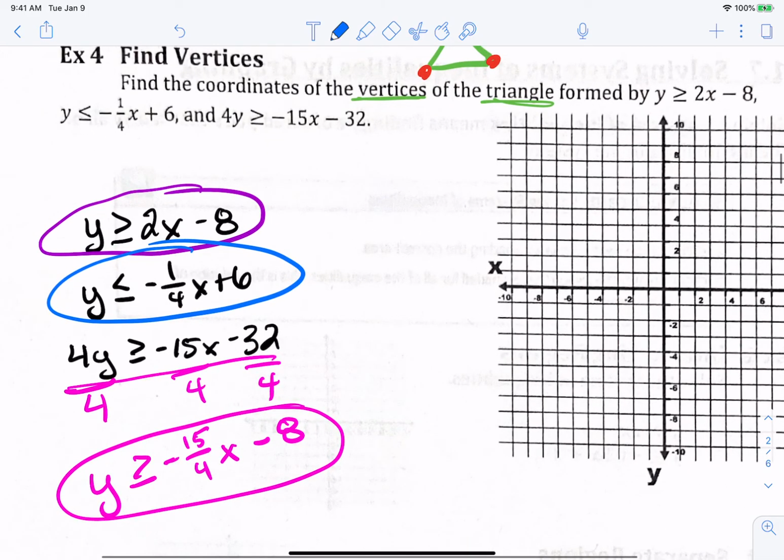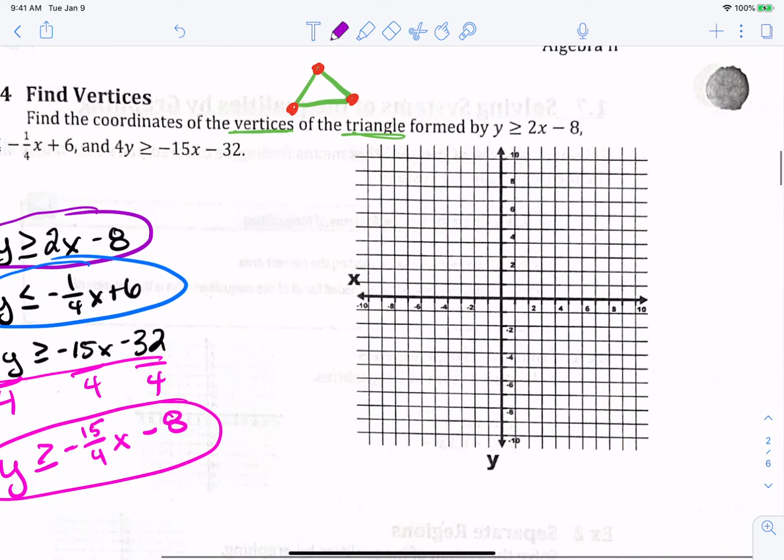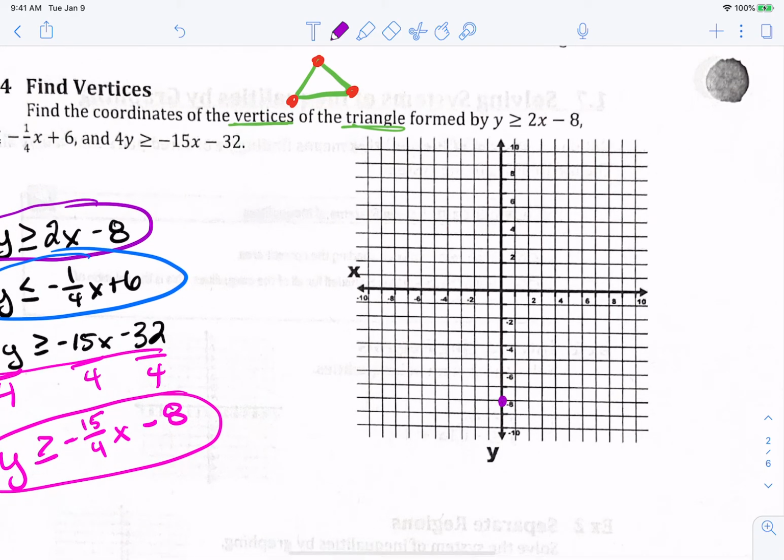Okay, let's do the purple one first. Let's do the top one first. Where does purple start? Negative 8, you betcha. And then we go.